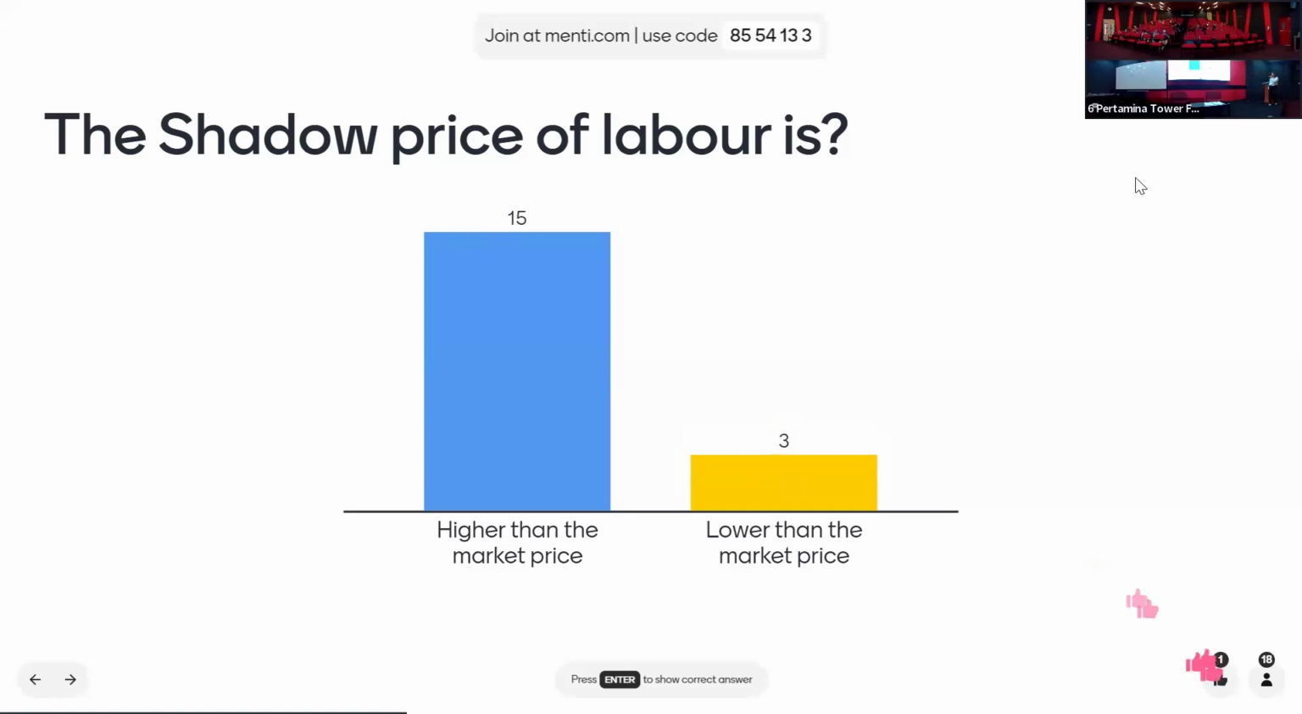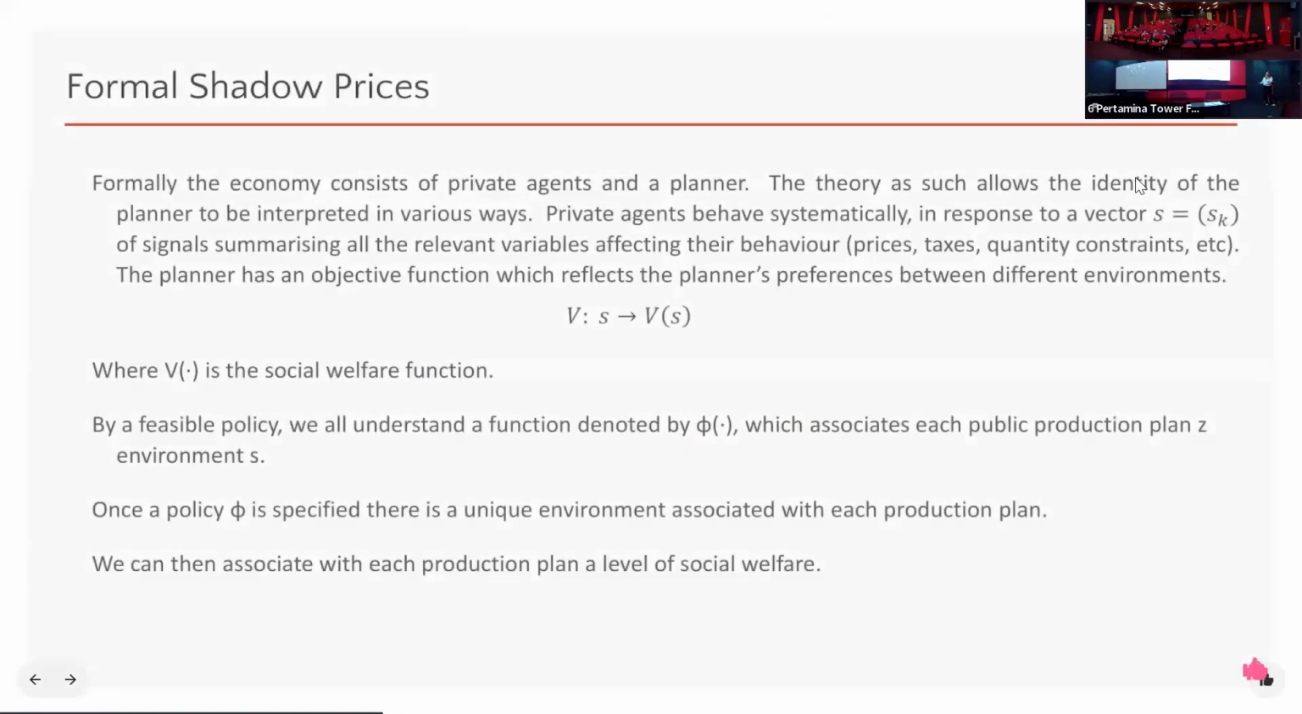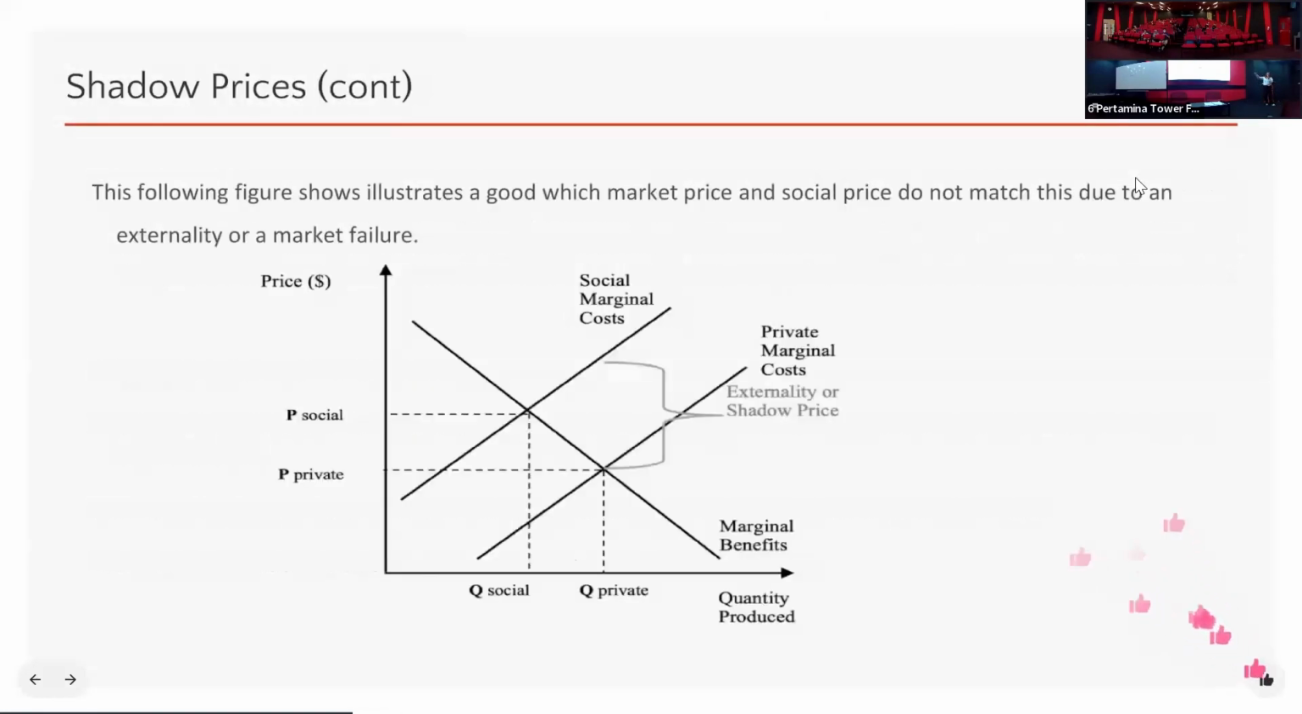Okay. So excellent. Yes, it's higher than the market price. Why is that? Because it's a good that behaves like this. But you can have other things that behave lower. What could be your guess? Interest rates. Interest rates behave the other way around, okay? So the social cost of the interest rate is lower than the market price.